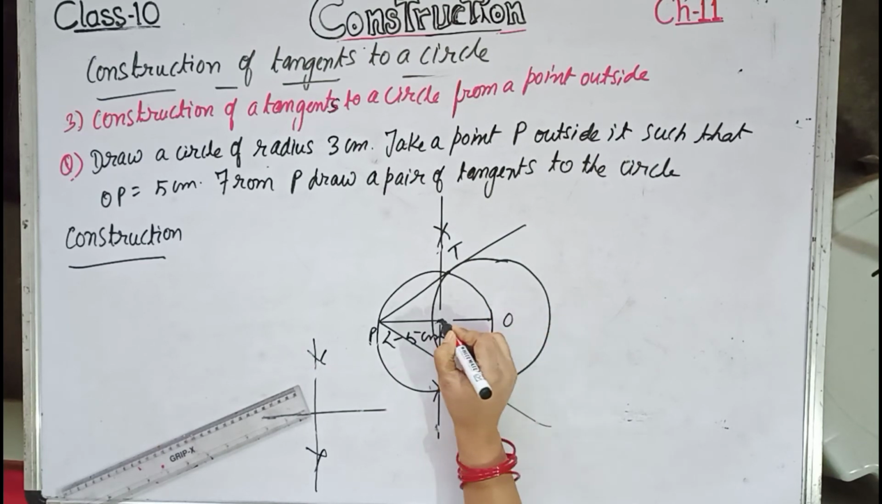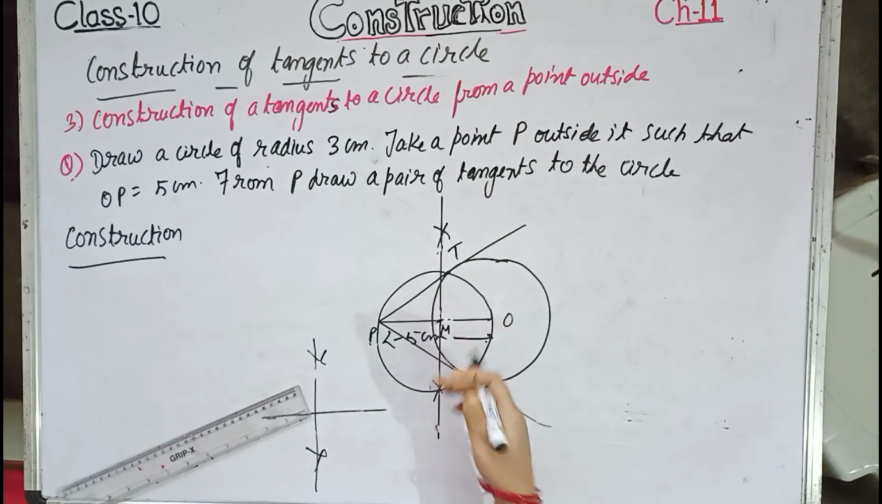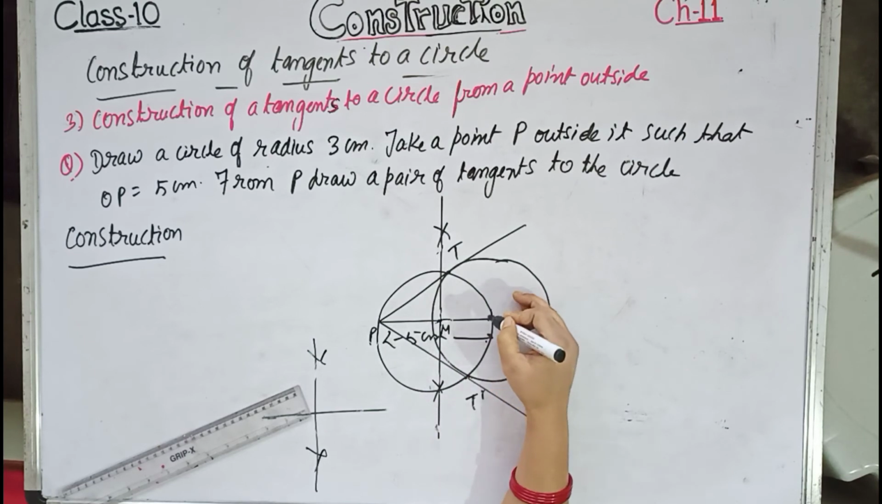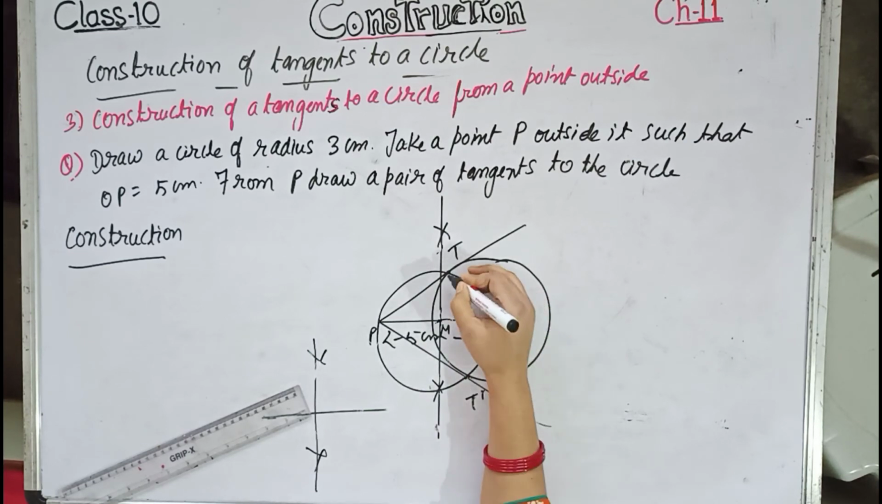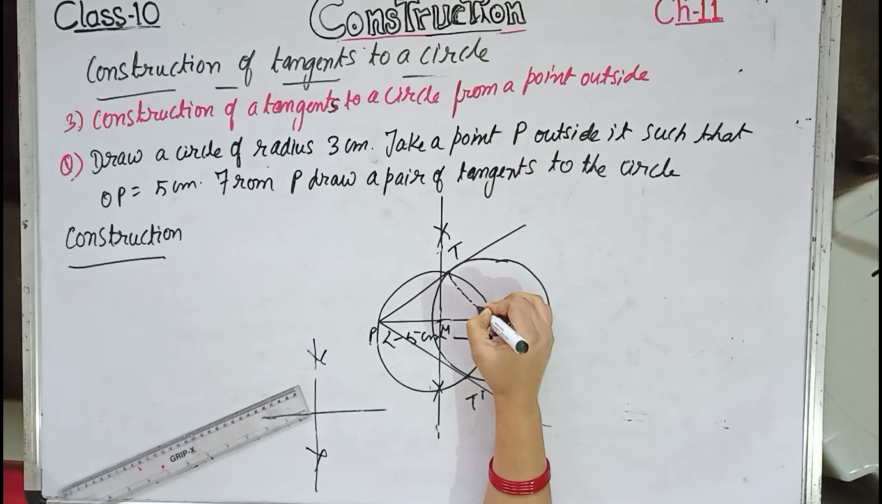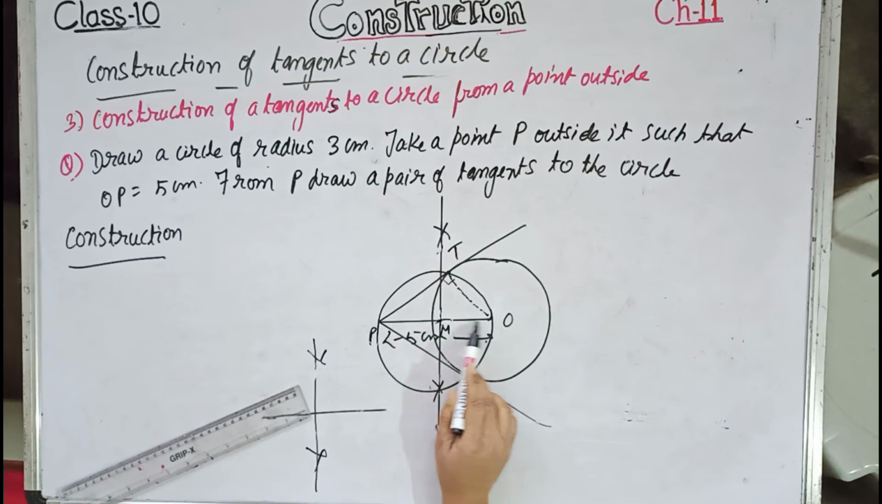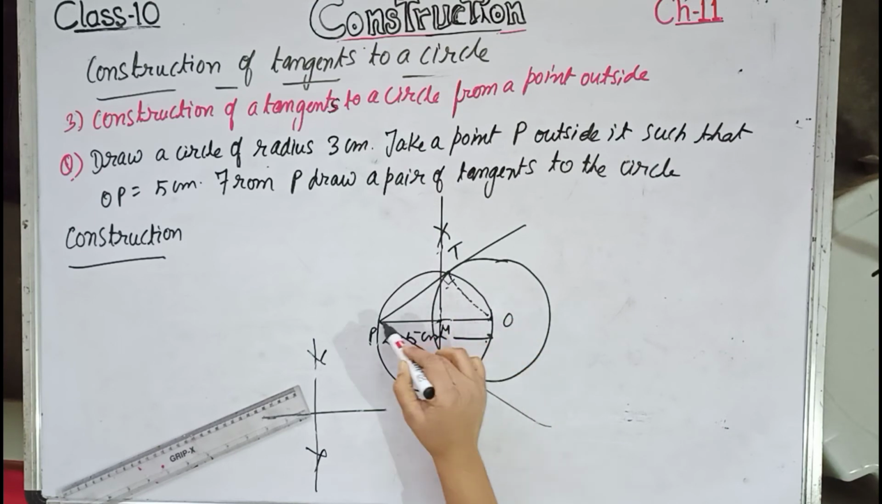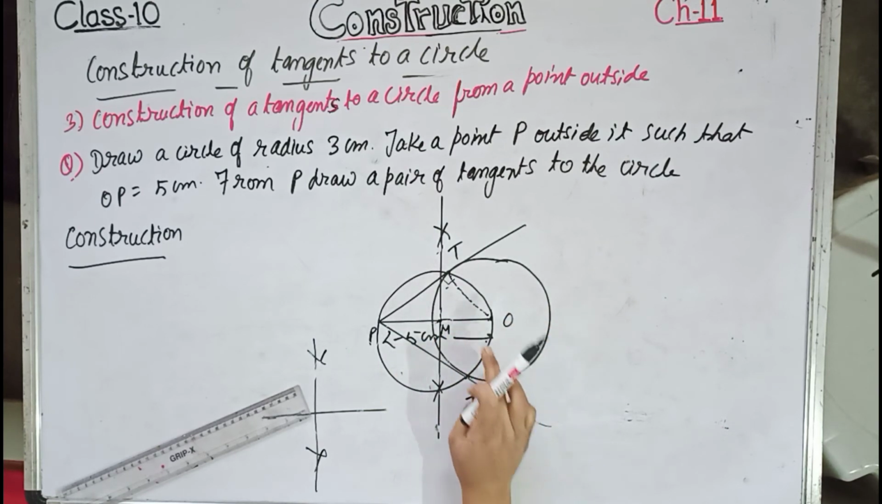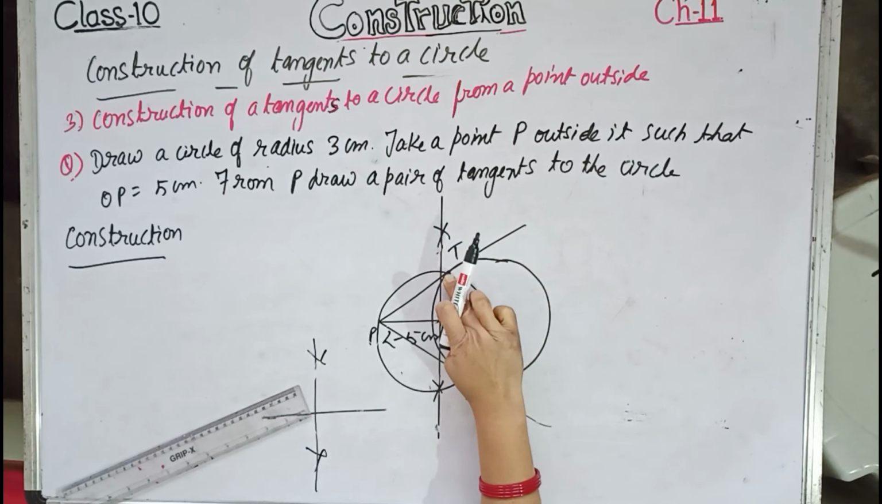Now how is it a tangent? If verification is asked, or to justify your construction, then what you will do is join the center and the point T. This angle is 90 degrees because OP is the diameter of this circle and the angle in a semicircle is always 90 degrees. So this line is perpendicular to the radius, therefore this line is tangent to this circle. If justification is asked, you can explain it.